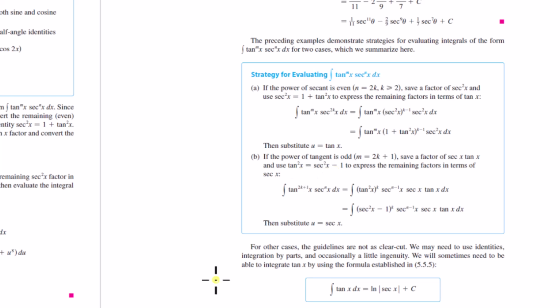All right, so those are some tools that we can use to evaluate trigonometric integrals. But as you saw, we didn't cover all scenarios of multiplying powers of sine and cosine and powers of tangent and secant. So what if you're multiplying an even power of tangent with an odd power of secant? What if the power of both the sine and the cosine are odd? What about powers of just tangent or just secant? And so it says for other cases, the guidelines are not as clear-cut. We may need to use identities, integration by parts, and occasionally a little ingenuity.